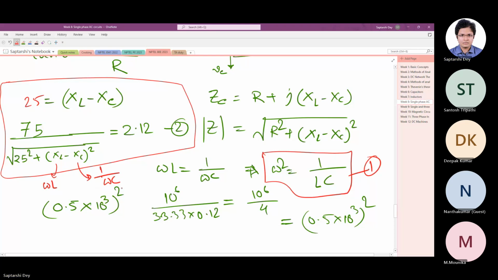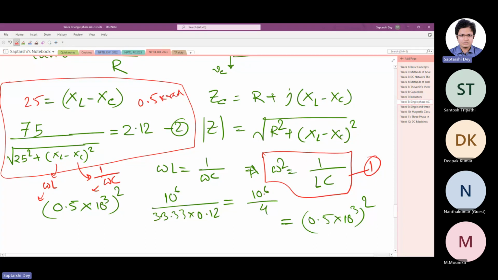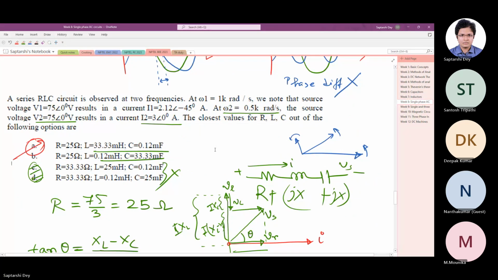And this omega is at the other frequency, 0.5 kiloradian per second. So that much you put, and L and C values you replace from here, and you will get the values of XL and XC. I will just tell you the answer. The answer should be option A. Do it yourself and see if it matches. Any doubt how to solve? All you are left with is to solve the equations. Okay.